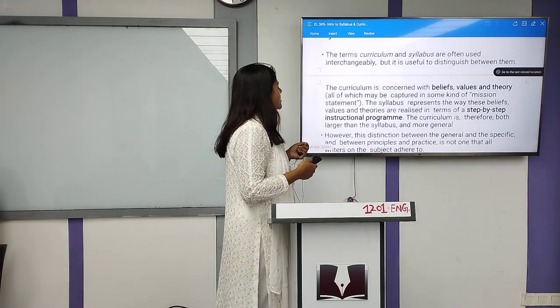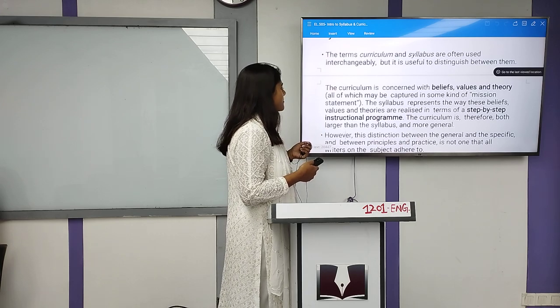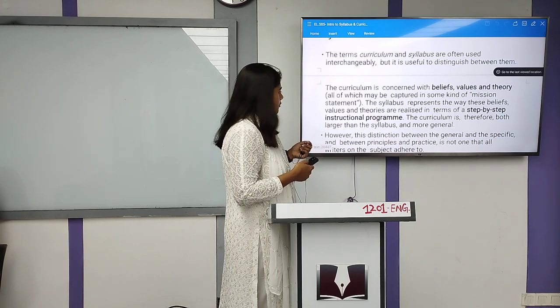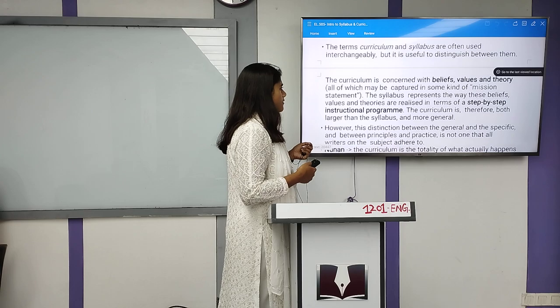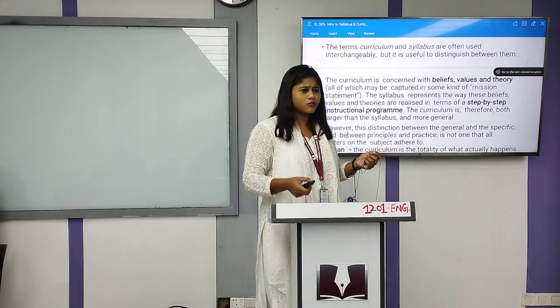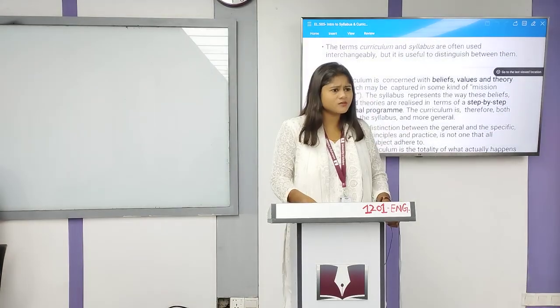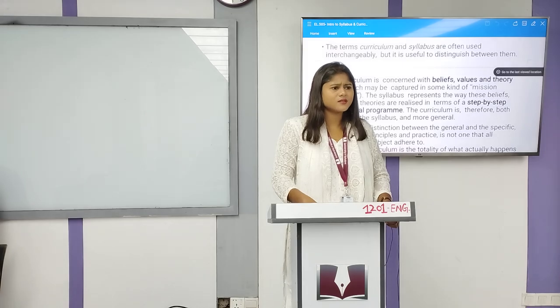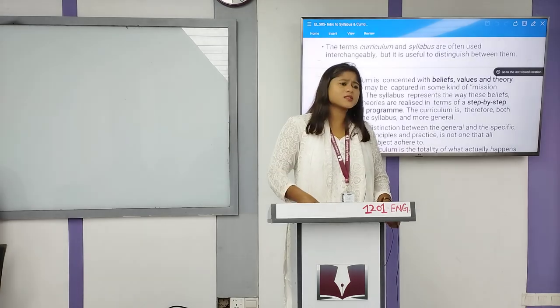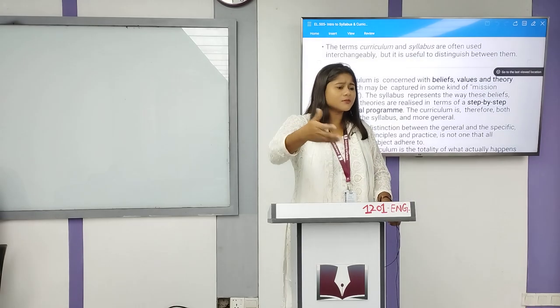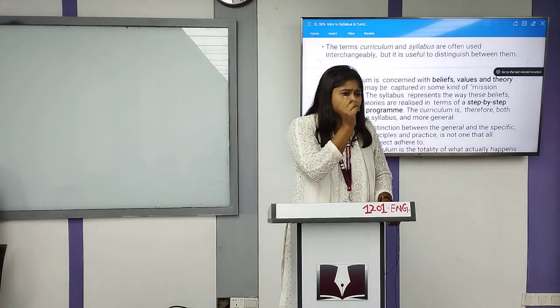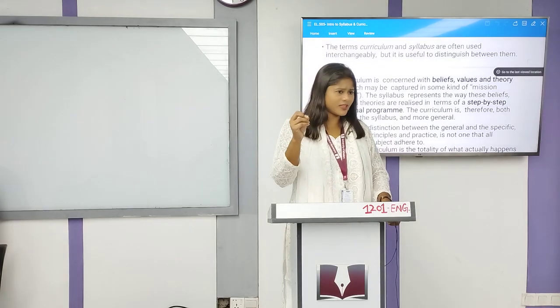So the syllabus represents the way these beliefs, values and theories are realized in terms of a step-by-step instructional program. The curriculum is therefore both larger than the syllabus and more general. Do you think that curriculum is more general and larger? Larger. Because curriculum is general, an idea, and from there it focuses in terms of syllabus on specification, specific action, what will be done, right?